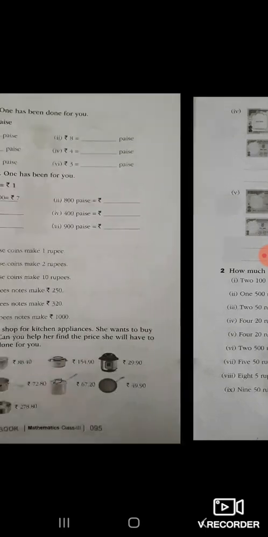You have to write. So how much money is it? 200 rupees notes and 75 paise coins. Then all these you have to write. One 500 rupees note and one 50 rupees note. 250 rupees note and 150 paise coin. So likewise here 9 questions are given. So you have to write how much money it is.